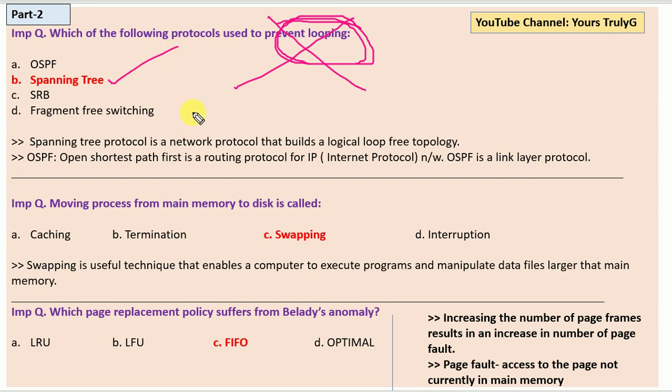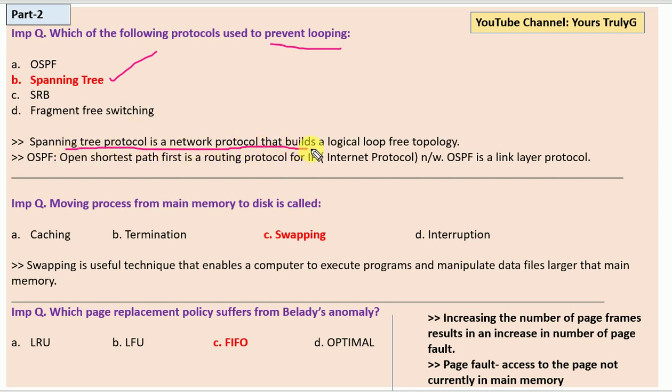The basic and most important advantage of spanning tree is that it will eliminate the looping functionality. So how will you eliminate the looping? Just use the spanning tree protocol. That's why I have written: spanning tree protocol is a network protocol that builds a logical loop-free topology. If you want to build a logical loop-free topology, or if you want to prevent looping, you have to use the spanning tree protocol.